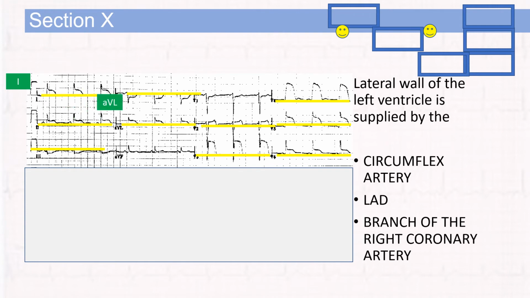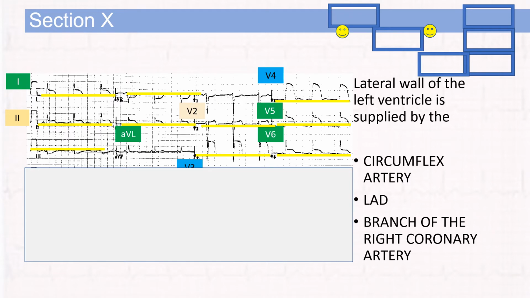So leads 1, AVL, V3, V4, V5, and V6 all have elevation. So at minimum, you're looking at an anterior lateral MI. There is elevation in lead 2. However, there is not more than 2 contiguous leads that are affected in the inferior portion. So it would have to be 2 or more contiguous leads in 2, 3, and AVF, and there are not.